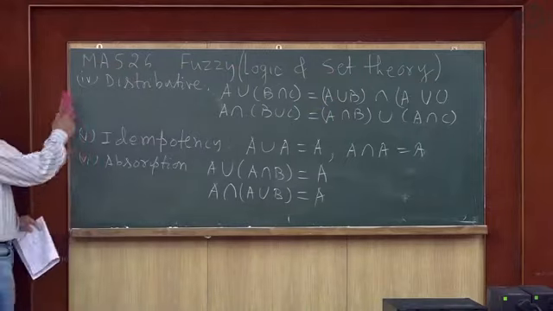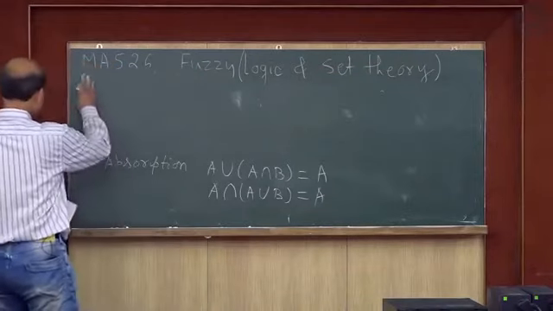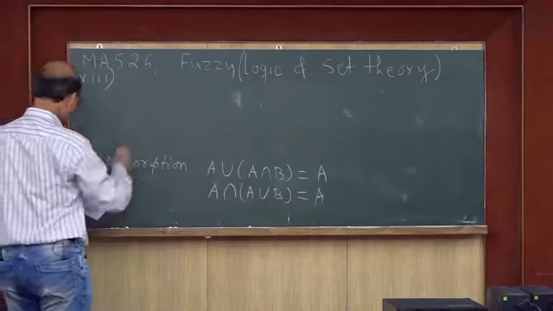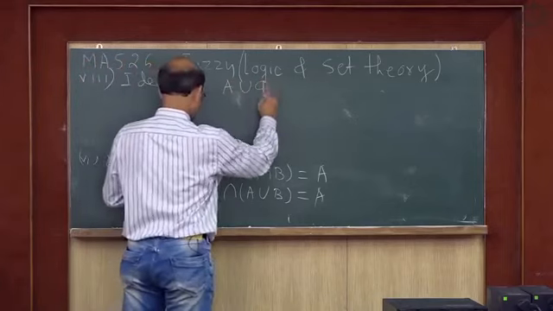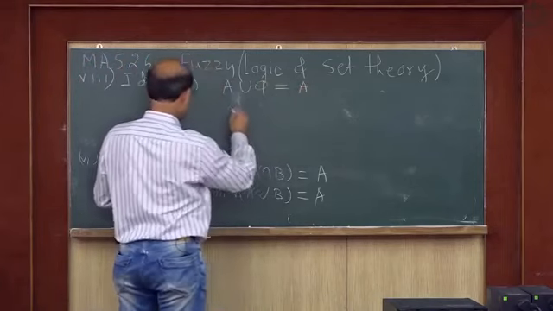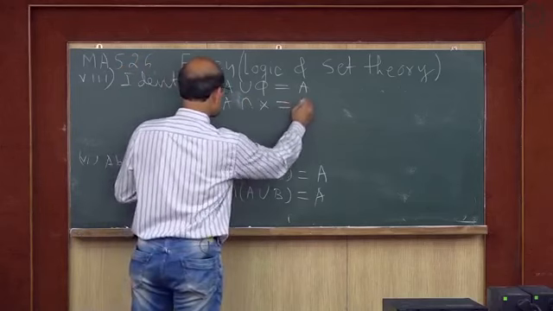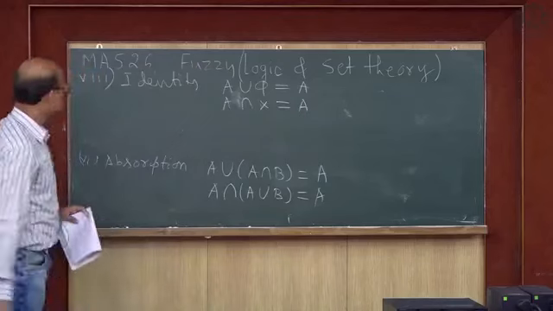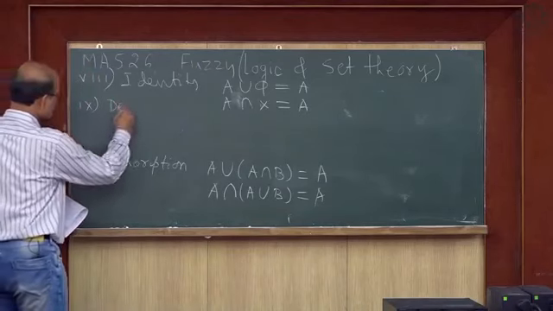Can I erase? Identity, that is A union null set is equal to A and A intersection X, the universal set, is A. Now, the important one, that is called De Morgan's law.